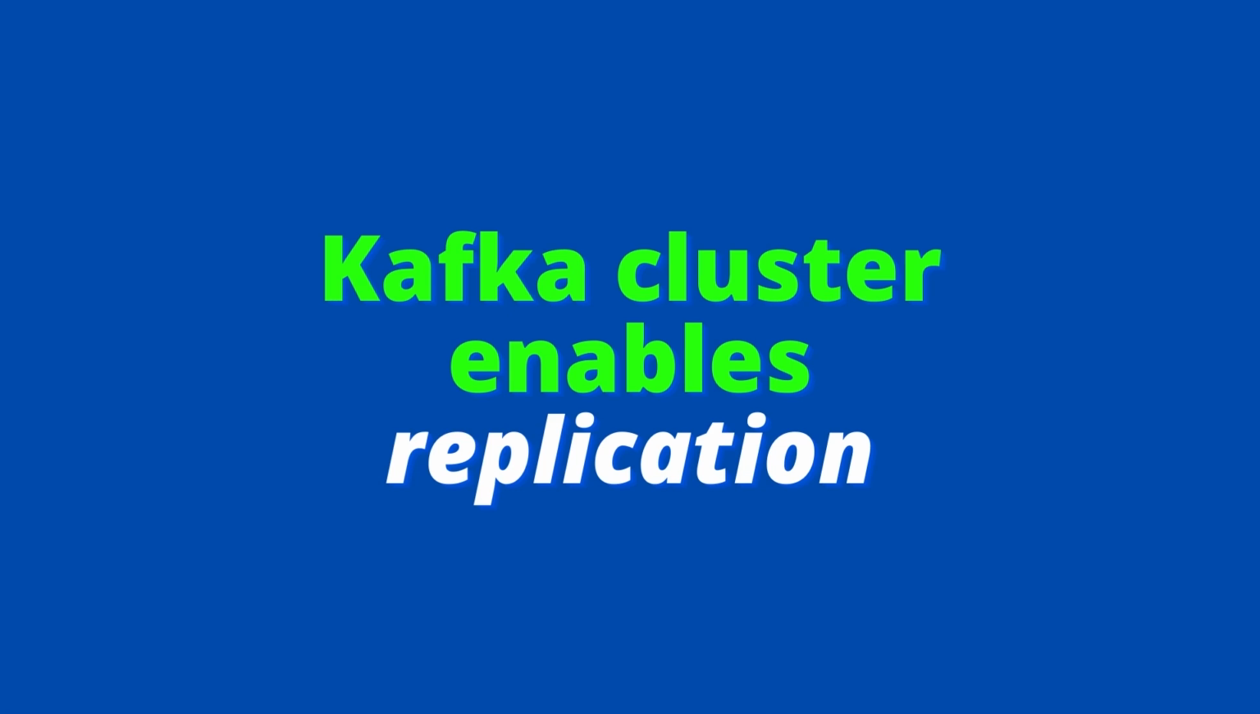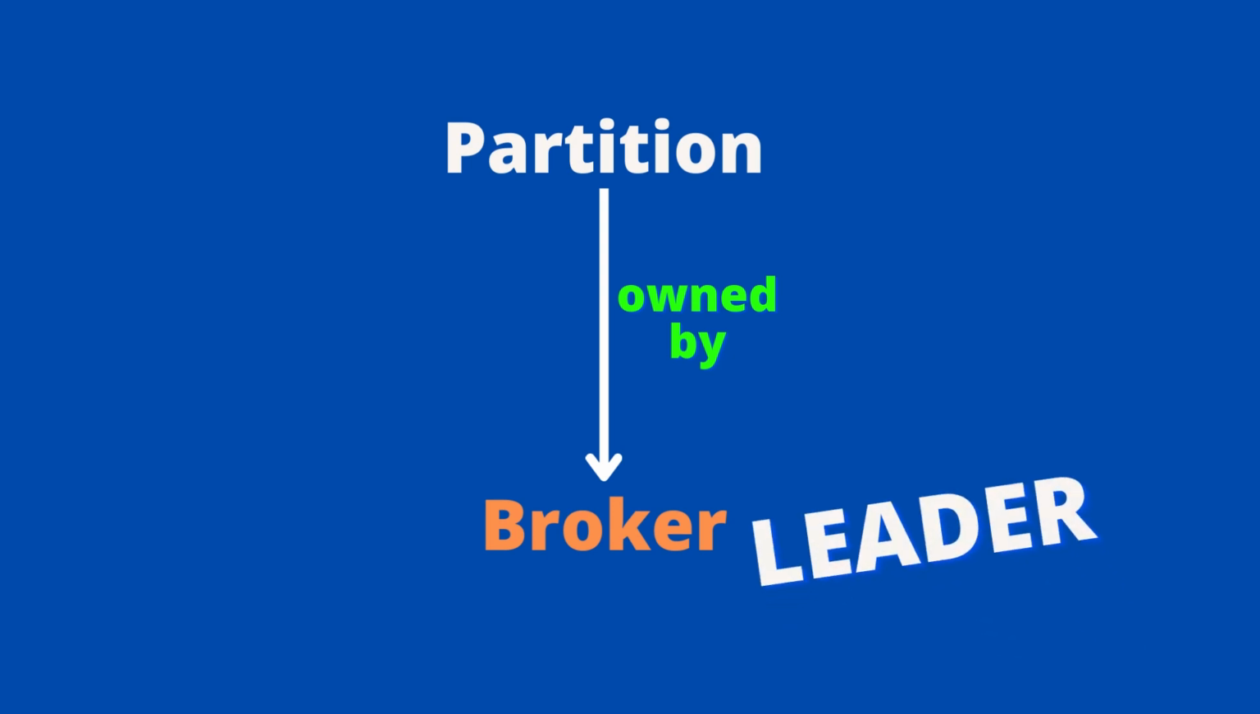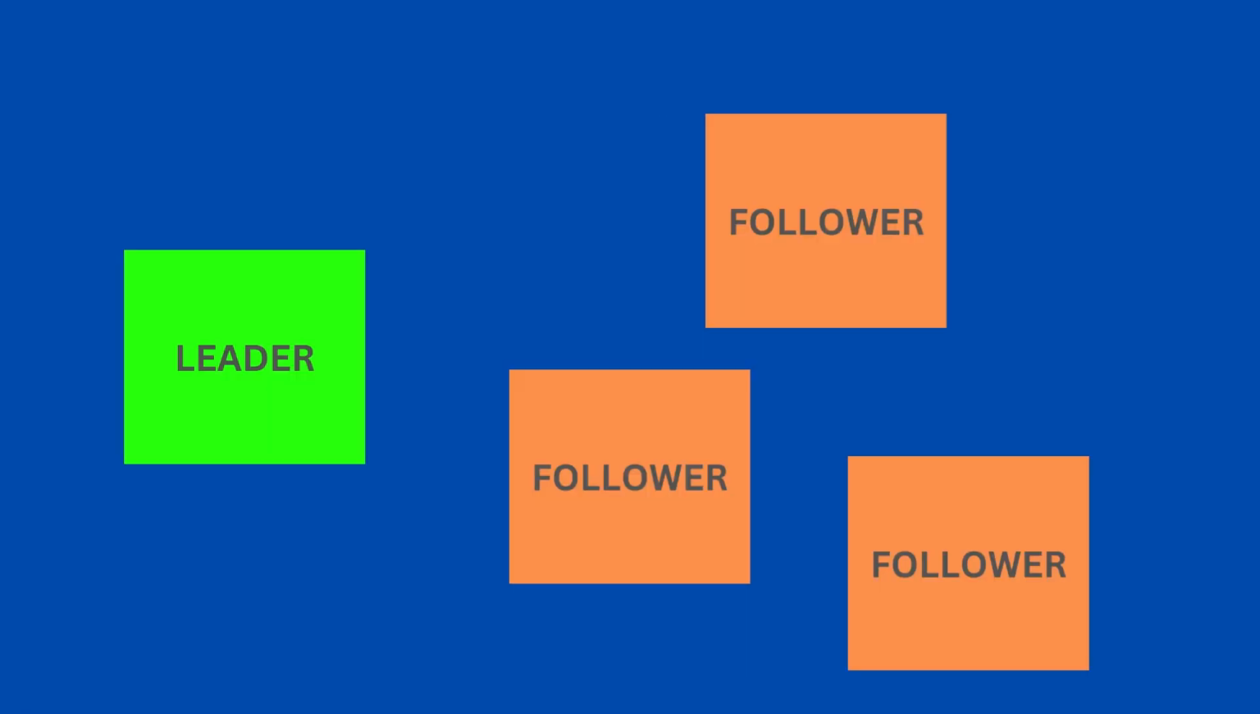The main advantage of a Kafka cluster is the ability to replicate messages. Replication provides redundancy of messages stored in a partition. A partition in Kafka is always owned by a single broker in the cluster. Basically, this broker is called the leader of the partition. However, when a partition is replicated, it is also assigned to additional brokers. These additional brokers are followers of the partition.